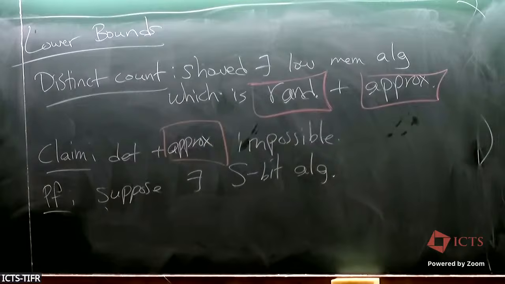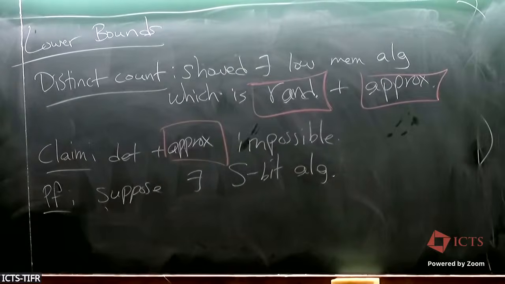So now what's my memory? Log the size of the collection. But the collection is exponentially big. So that's proportional to u bits. Okay? And so deterministic plus approximate is impossible.